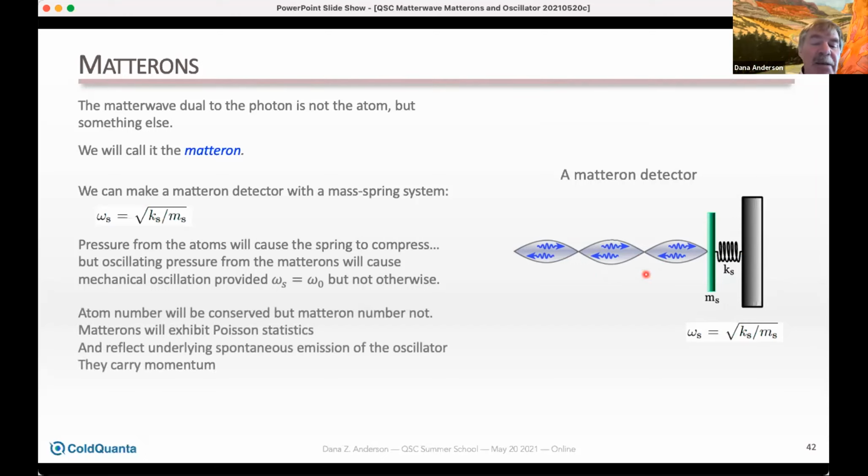All right. Plus, the Matterons will exhibit Poisson statistics, everything we know about the ideal coherent state, to the extent that this matter wave oscillator is also ideal, which it won't be, but to the extent that it is, it'll be very much like a coherent electromagnetic wave. And these Matterons carry momentum, just as photons do, that are determined not by the atomic energy, but by the energy of the harmonic oscillator given by this omega naught.